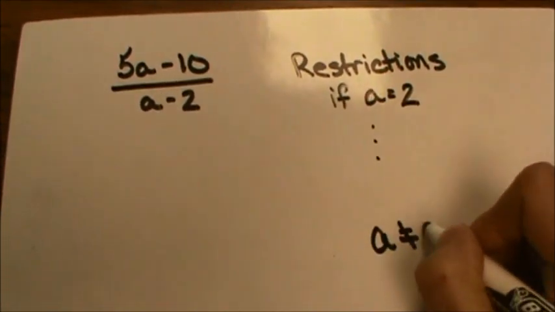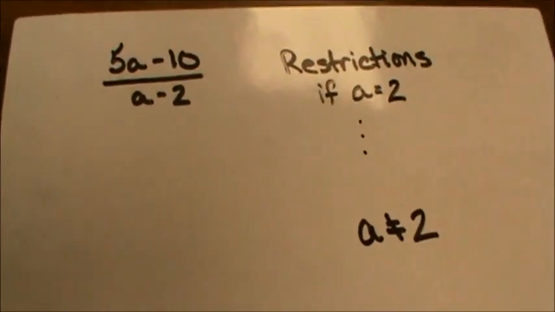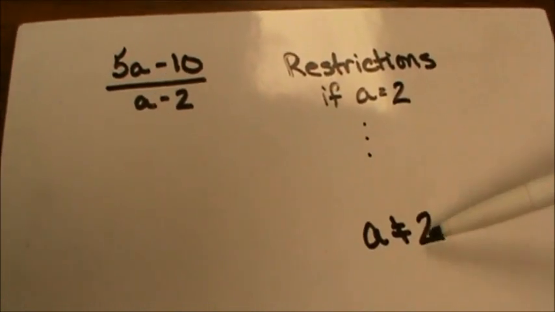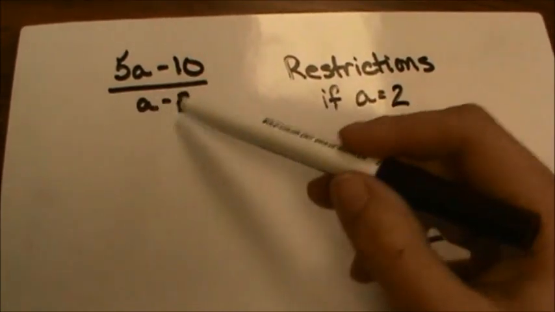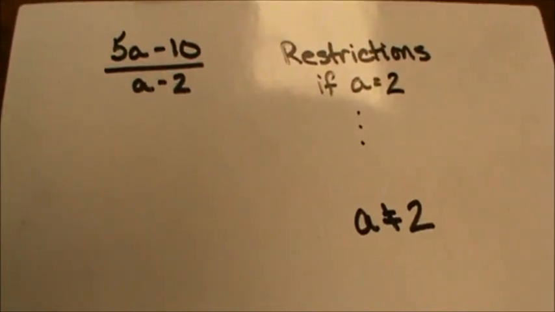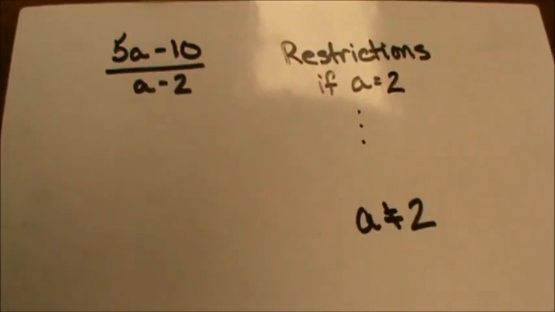So in whatever I get once I simplify this, I must at the end say that a cannot be 2. So I would say your first step in any of these problems is to look for restrictions in the original problem. So part of my answer to this is that a cannot be 2.